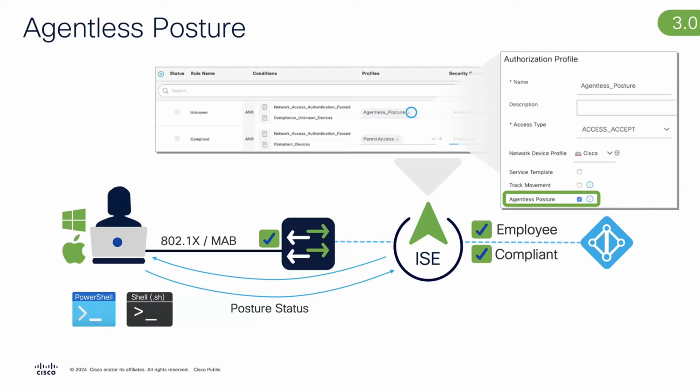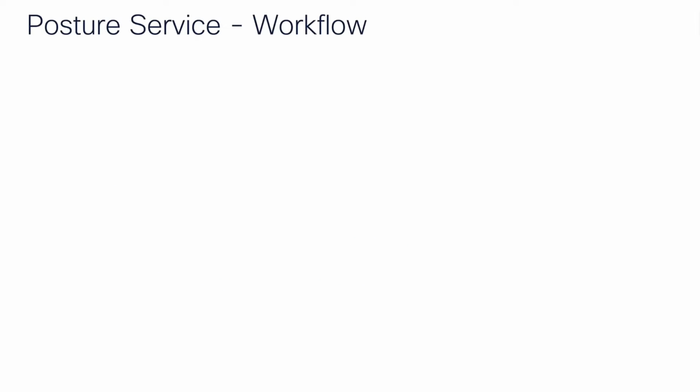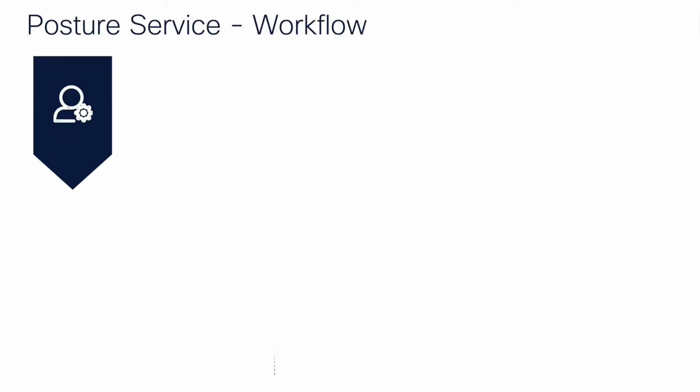That's when it's going to push the agentless plugin and a required certificate to the endpoint so that it evaluates using the agentless plugin deployed to the endpoint. It evaluates the posture status, updates the posture status, and gets the compliant access. That's how the agentless posture workflow completes.